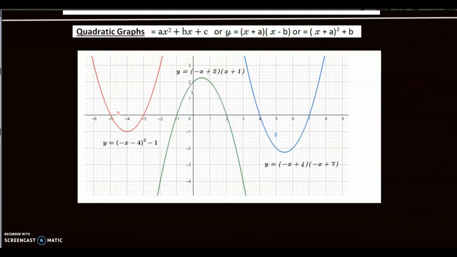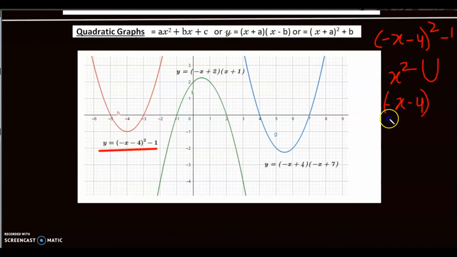Okay, again, if you're given three graphs and 3 equations, you need to be able to identify which equation belongs to which graph. So let's look at this one first. So it's minus x minus 4 whole square and then minus 1. When we expand this, we'll get an expression in terms of x square, which means it's a U-shaped graph, not an inverted U-shaped graph. Then to find the y-intercept, let's equate this bracket to 0, which gives us x equals minus 4. So the graph will be around x equals minus 4.